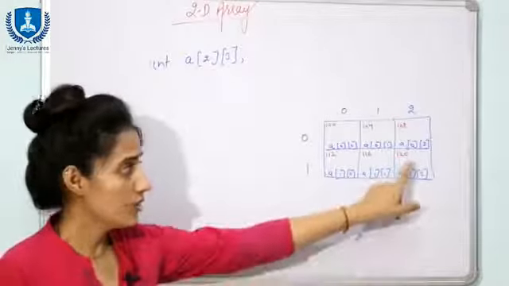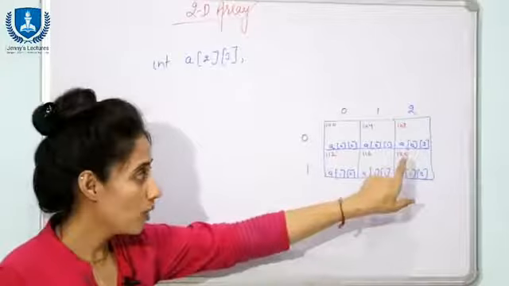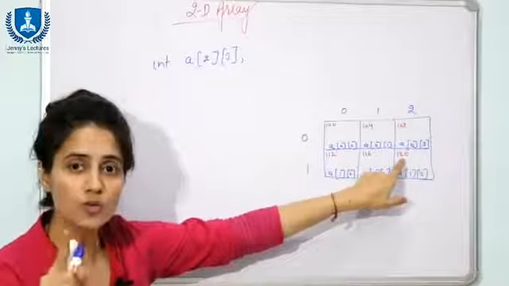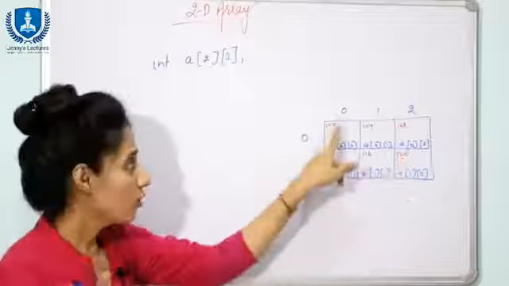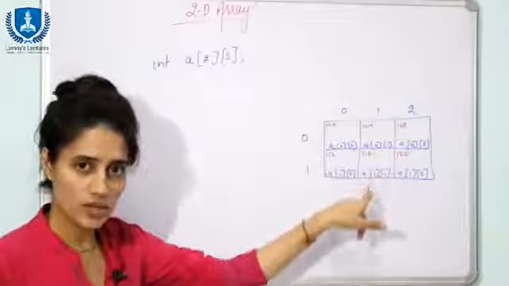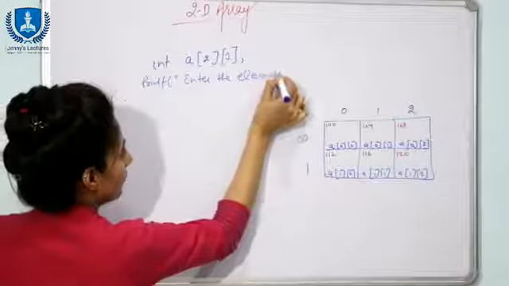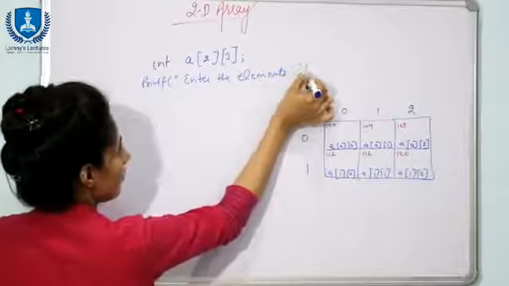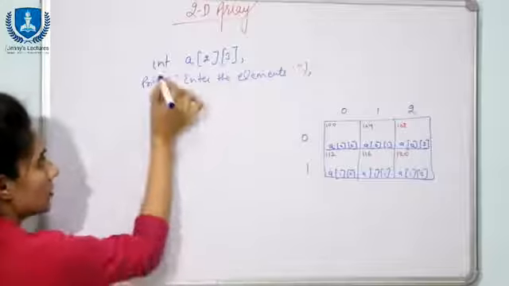Say this variable is going to take 4 bytes: 120, 121, 122 and 123. So from 100 to 123, how many bytes? 24 bytes would be allocated for this array. Now you are going to ask the user to enter the elements.